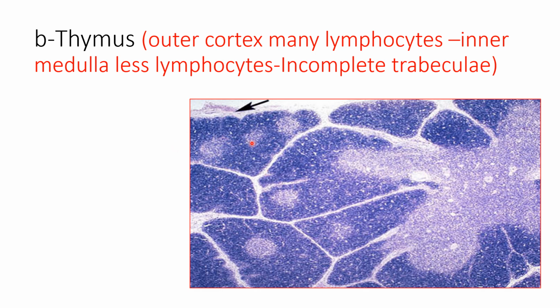Outer cortex and inner medulla are also present in the thymus, in which there is the capsule. Here is the trabeculae. The trabeculae divide it into incomplete lobules. As you can see here, this is the cortex of one lobule and this is the cortex of the other, and here is a common medulla. The outer cortex is full of lymphocytes, while the inner medulla contains fewer lymphocytes.